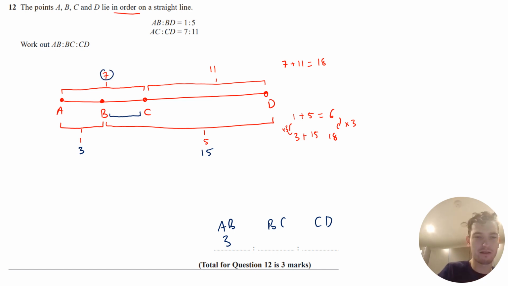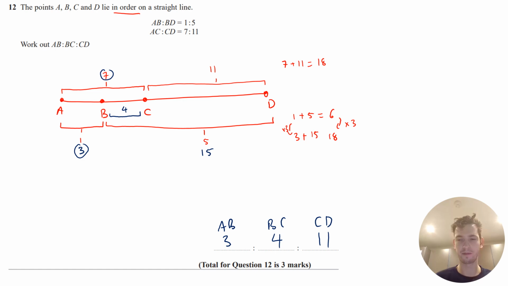And A to B is 3. So that must mean that B to C is 4. So B to C is 4. And then C to D, I can see is 11. And I'm done. So actually, that wasn't too difficult at all once I'd drawn my picture and once I'd realized that the total distance has to be the same in both.